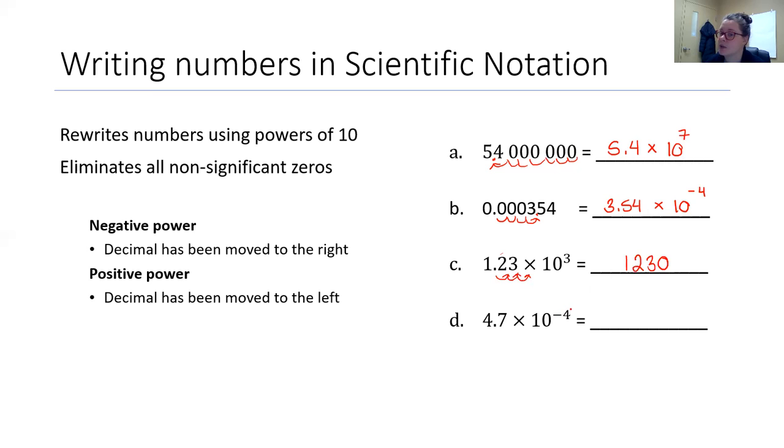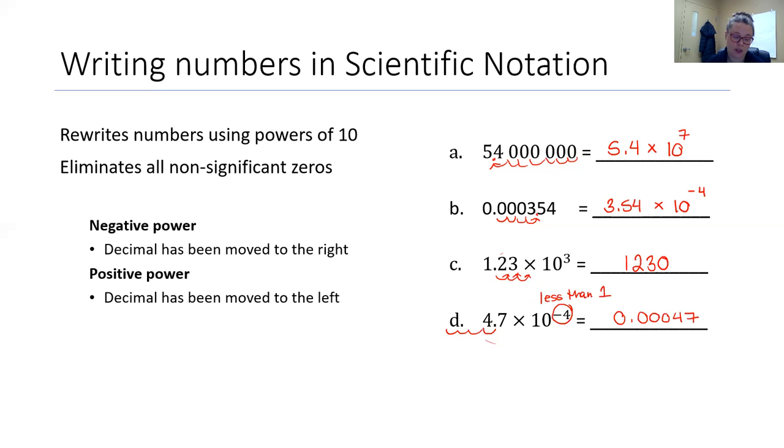4.7 times 10 to the -4. -4 means this was less than 1. So we need to put this back to a less than 1 status. In order to make it less than 1, we're moving our decimal 4 places. If it's going to be less than 1, we need to move the decimal towards the left. So we're going to have 0.00047.